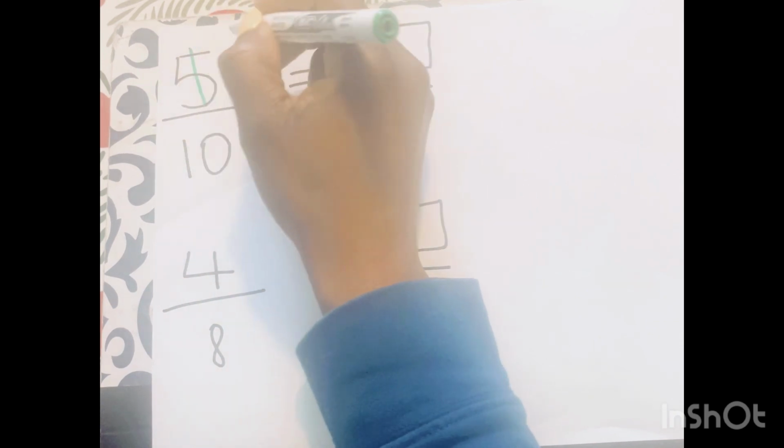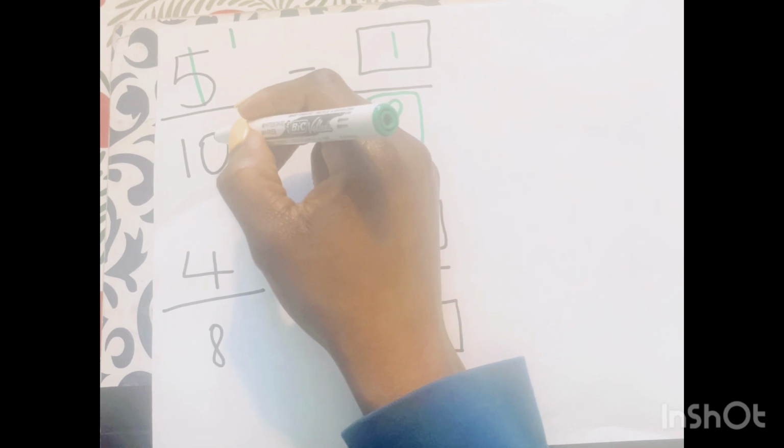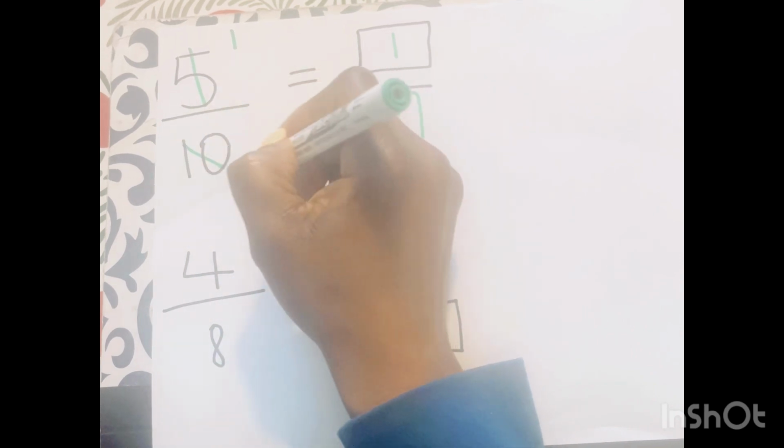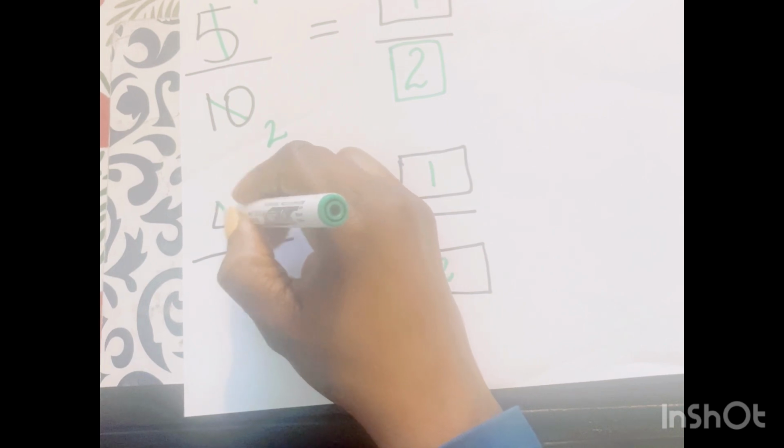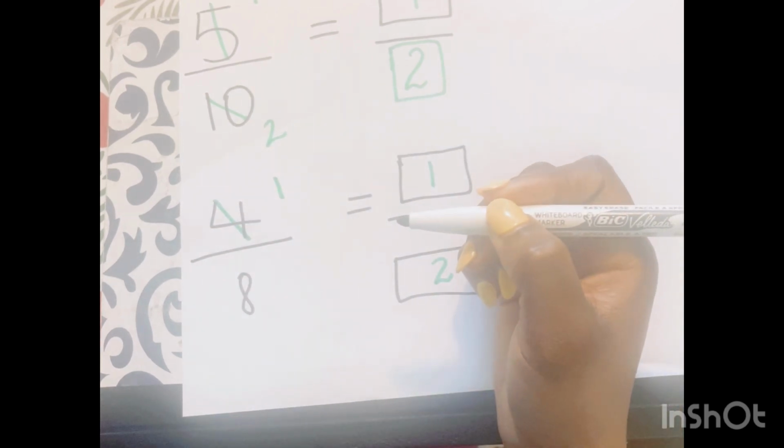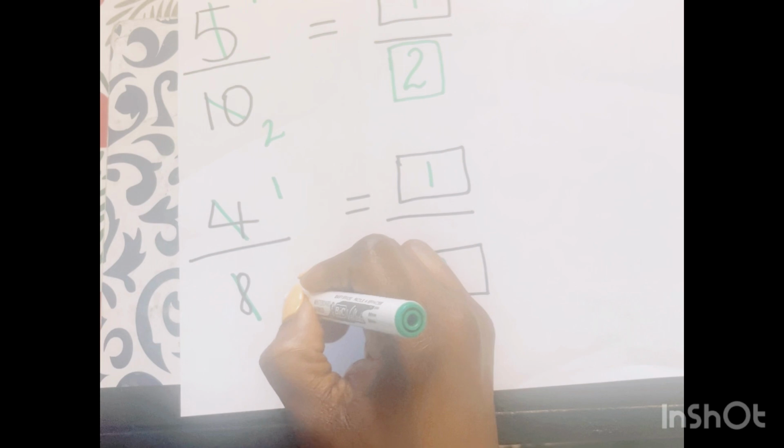So we can get 5 things out of 5 things just once. We can get 5 things out of 10 things twice. We can get 4 things out of 4 things once. We can get 4 things out of 8 things twice.